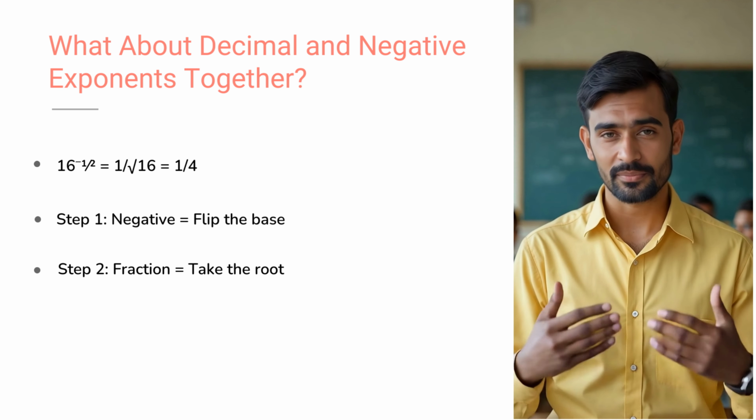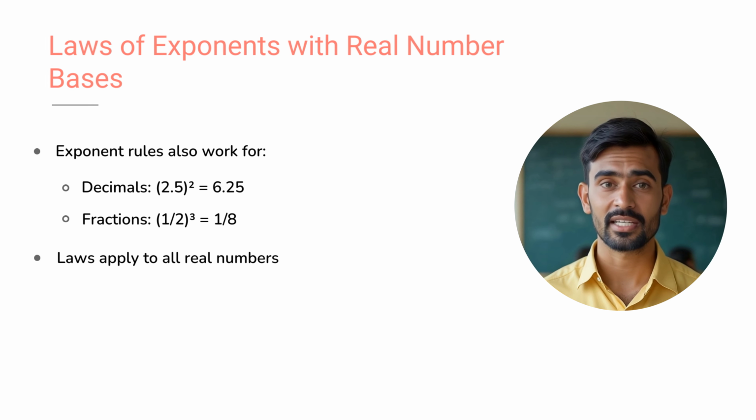Simple, right? Here's the best part. These exponent laws don't just work for whole numbers. They also apply to real numbers like decimals and fractions. For example, 2.5 squared is equal to 2.5 into 2.5, and that is 6.25. 1 by 2 to the power 3 is equal to 1 by 8. So whether your base is a whole number, a decimal, or a fraction, the laws stay the same. That's what makes exponents so powerful. They work everywhere on the number line.